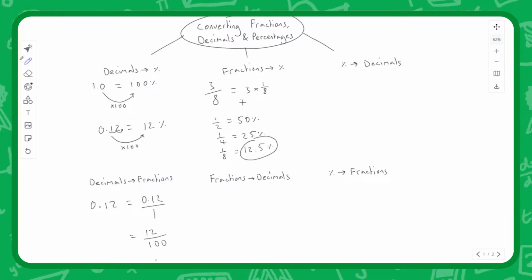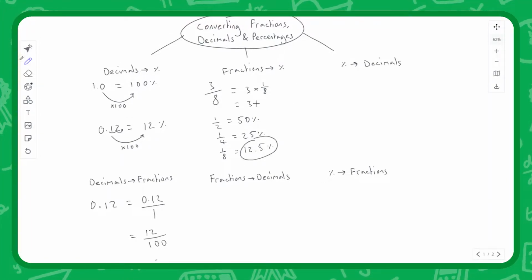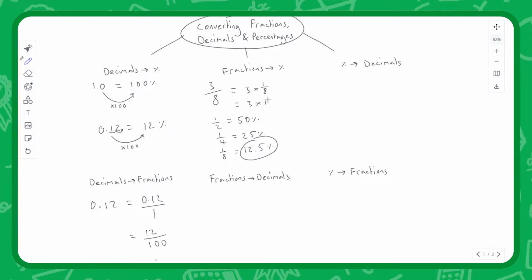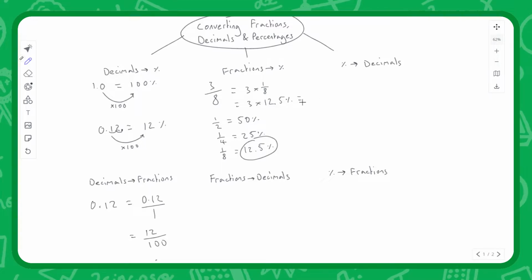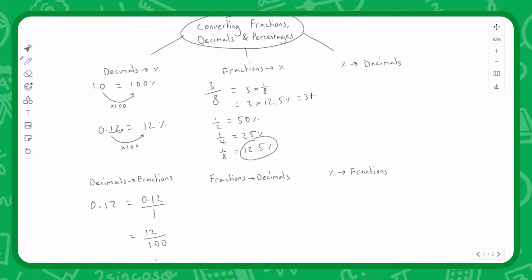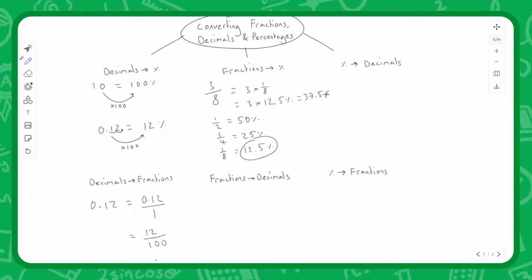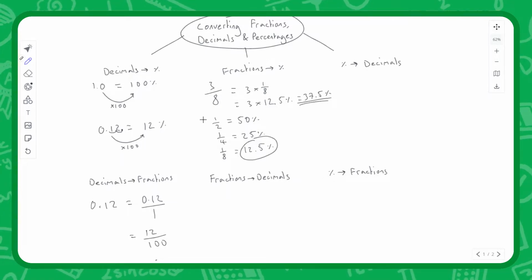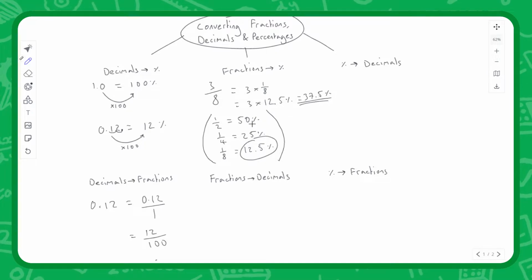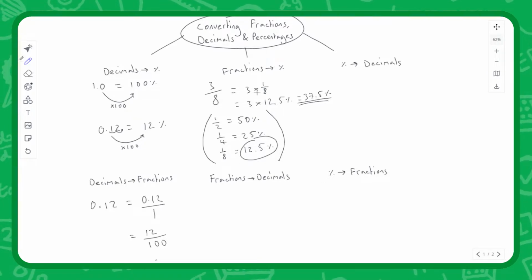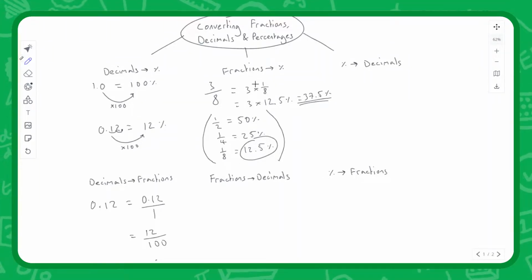So I can think of this as 3 times 12.5%. And that gives me 37.5%. And that would be my answer. We're using our fundamental understanding of what a half is, 50%, to get to the stage that we can then count up in eighths.